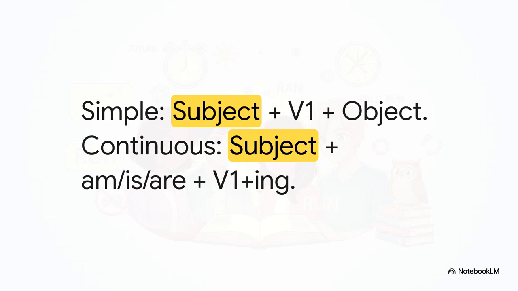This is where grammar literally becomes simple math. Look at the present simple. You just take your subject, drop in your V1 root verb, and add an object. That's your formula. Now, if you want the present continuous, the formula shifts just a tiny bit. It's the subject plus a helping verb, am, is, or are, and then you plug in that V4 ing form. It is truly that systematic.